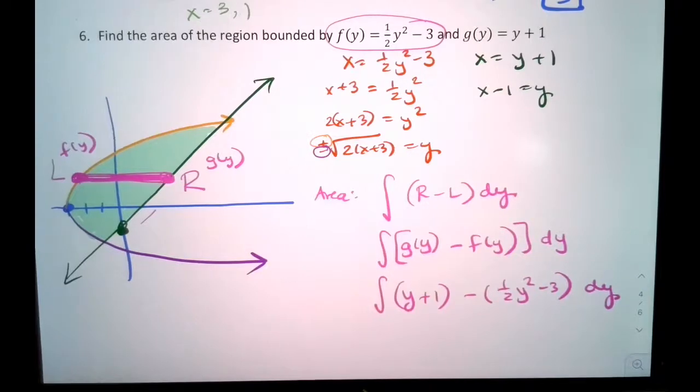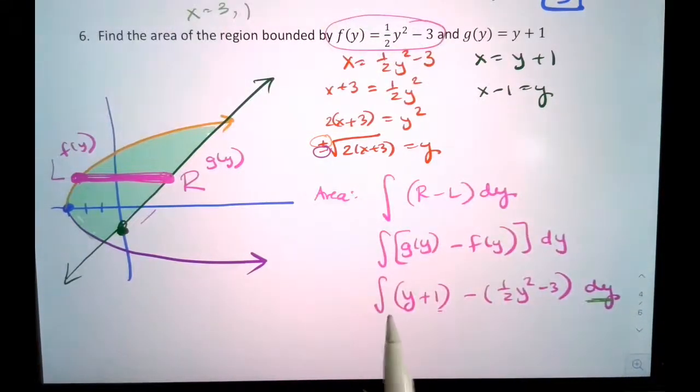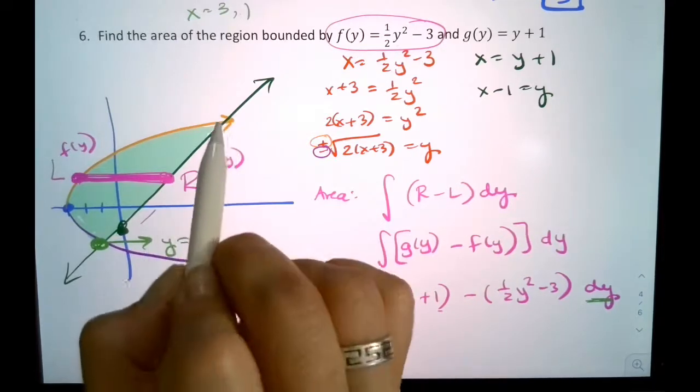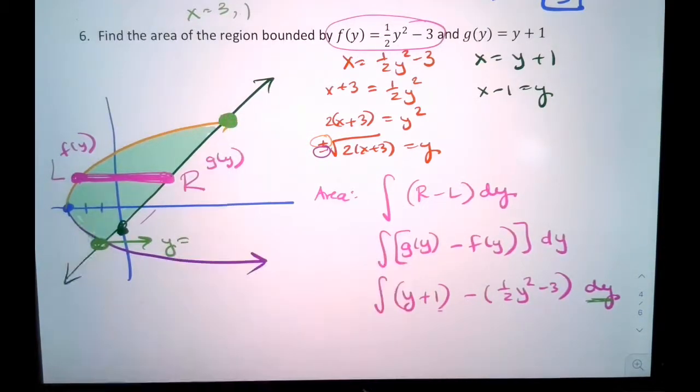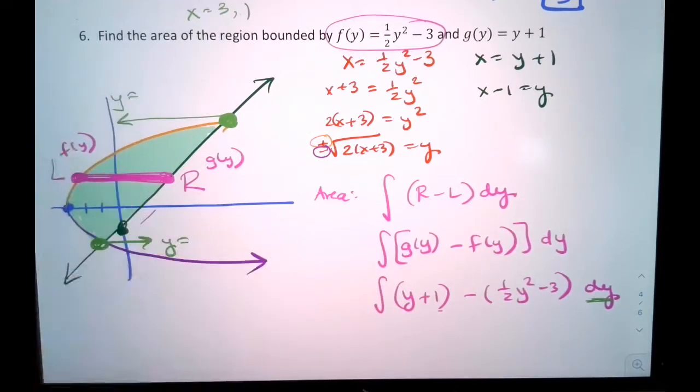Now, that dy on the end tells me two things. It tells you that your integrand should all be in the y variable, which it is, so that's great. It also tells you that your limits of integration have to come from the y-axis. So what's that y value right there, at the intersection point where that line and sideways parabola meet?